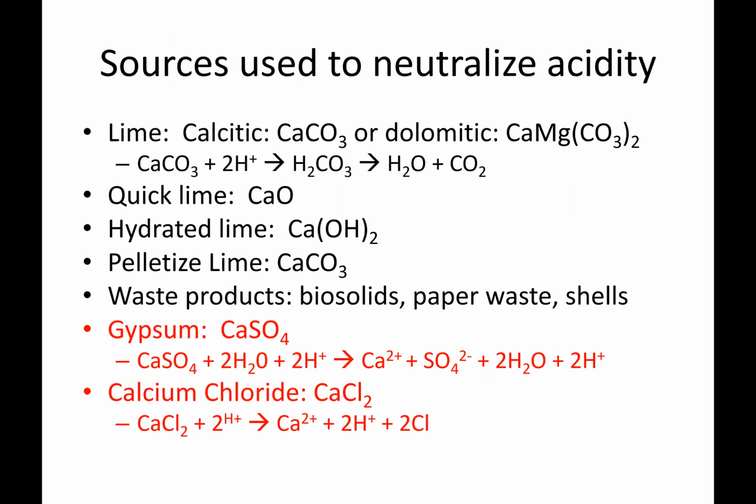So what do we do to neutralize it? Really, there's one source that works in row crop agriculture from an agronomic and economic standpoint, and that's calcitic or dolomitic limestone. Calcitic limestone is calcium carbonate. Dolomitic will have a certain percentage of magnesium with it.